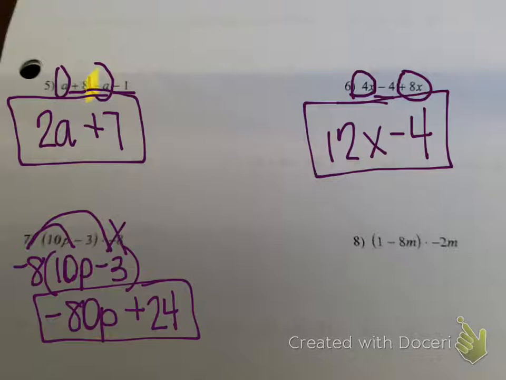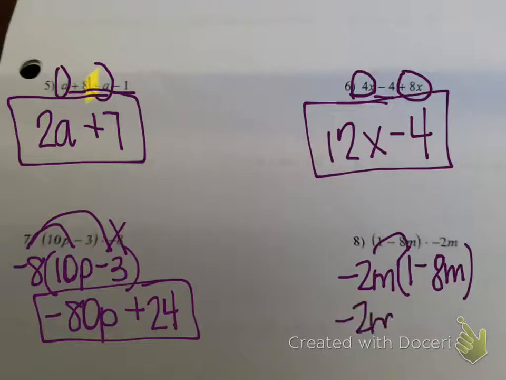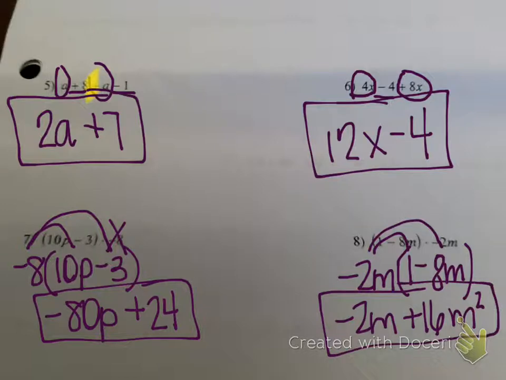I would do the same on number 8. Bring that 2m out to the front. Negative 2m times 1 is negative 2m. Negative 2m times negative 8 is positive 16. M times m is m squared. Now, we have a difference here. When we're adding, we just add the coefficients. But when we're multiplying two m's, we get m squared.